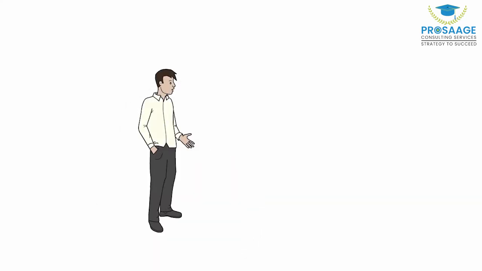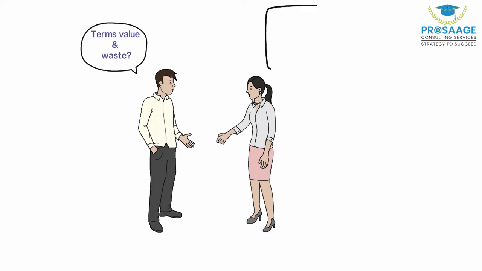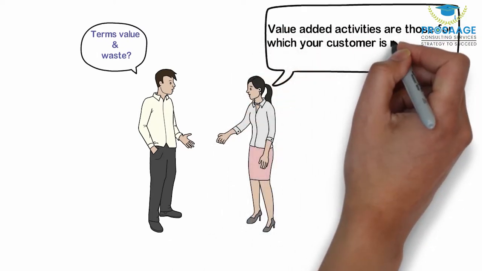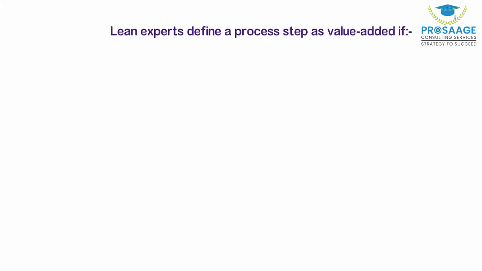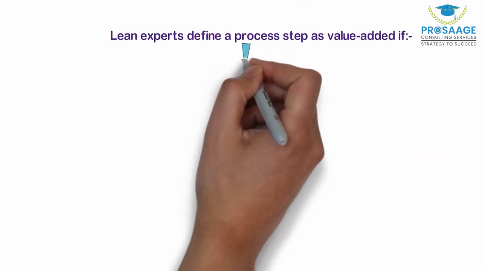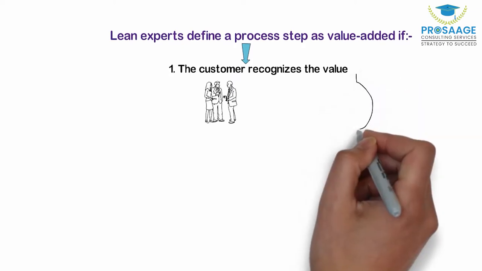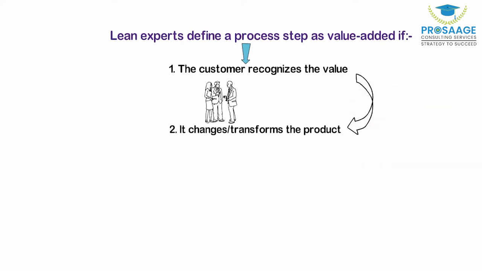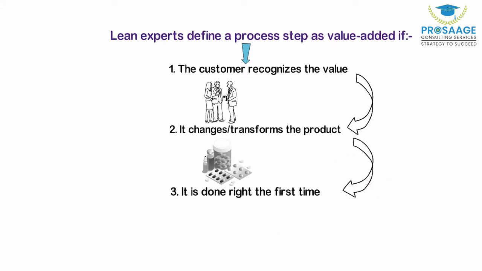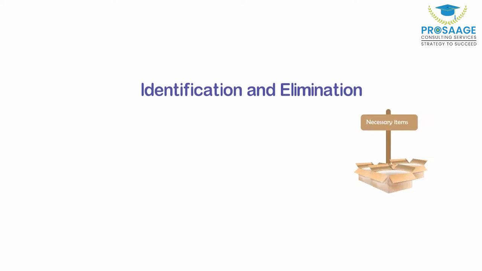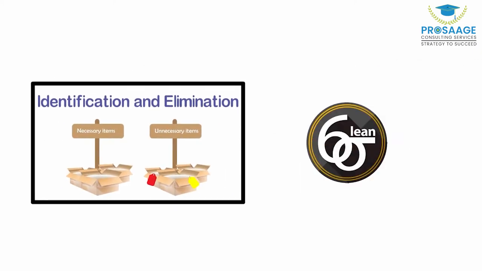Ron asked Amy about the meaning of the terms value and waste, which they were discussing with management. Amy replied, "Value-added activities are those for which your customer is ready to pay." Lean experts define a process step as value-added if the customer recognizes the value, it changes or transforms the product, and it is done right the first time. Identification and elimination of waste is the central focus of Lean Six Sigma.